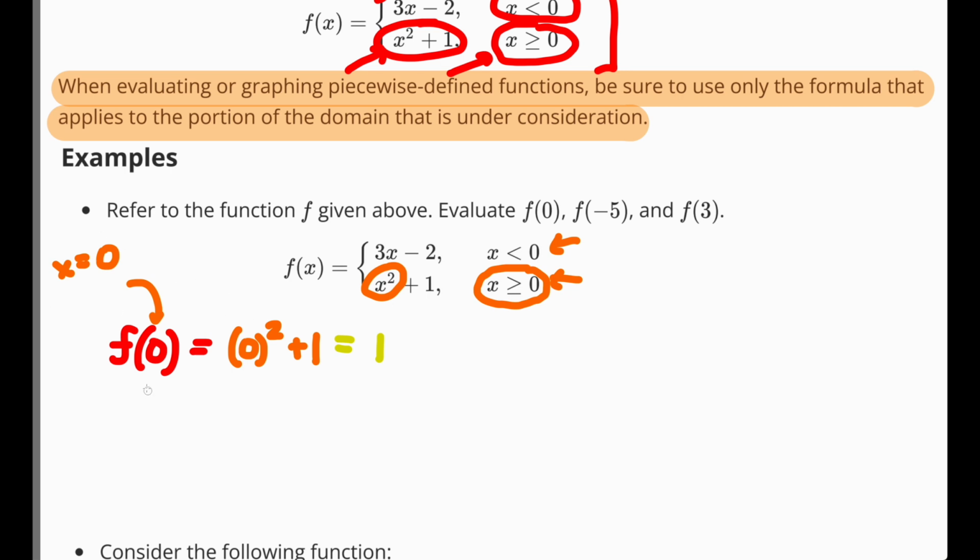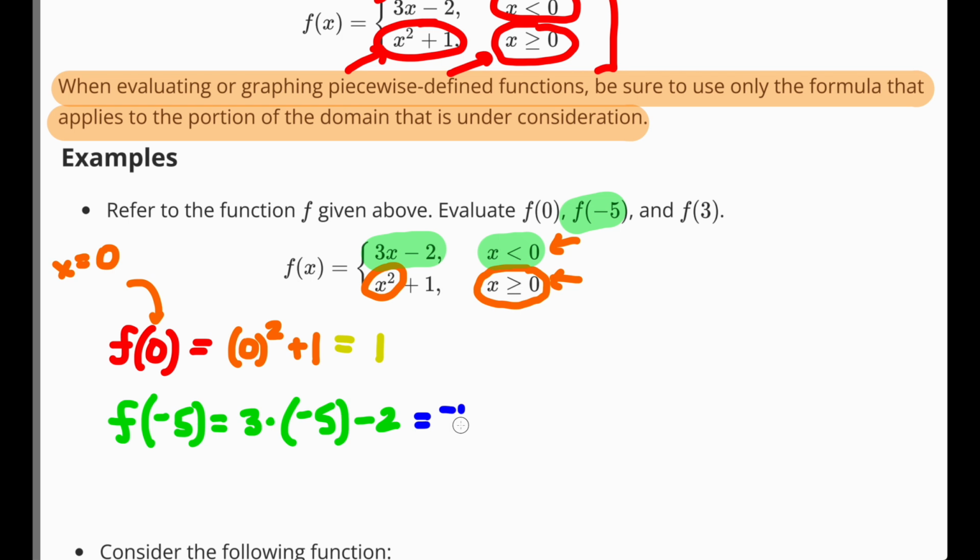The next one, f of -5. So we're going to do this one now. f of -5 is going to be equal to, we have to figure out which piece to use. We're going to want to use the first piece on this because -5 is less than 0. Okay, x is -5 in this case. It's less than 0, so you have to use that first piece. So it's going to be 3 times -5 minus 2.